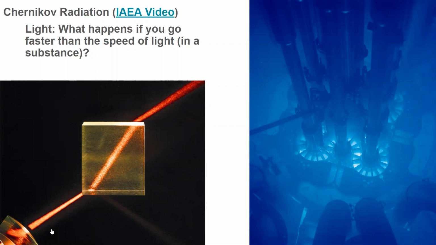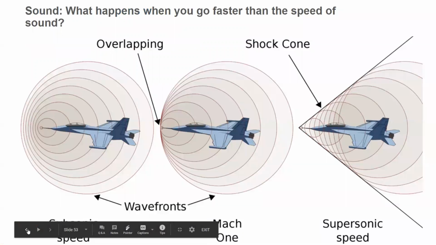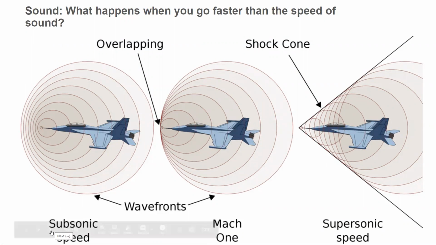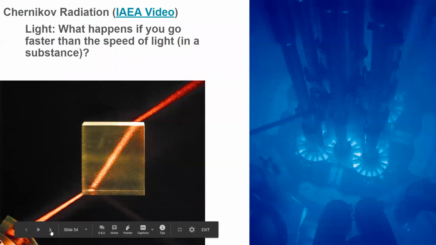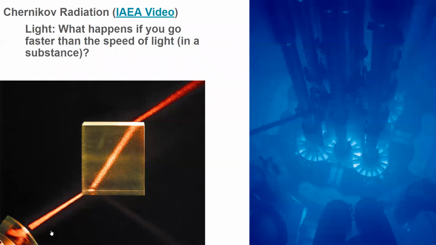Well, what happens if you go faster than the speed of light? So let's go sound. What happens when you go faster than the speed of sound? You get a shock wave. What happens when you go faster than the speed of light in a substance? You get a light shock wave. And guess what color it is? There's your hint today, people. It's blue. It is the weirdest phenomenon.